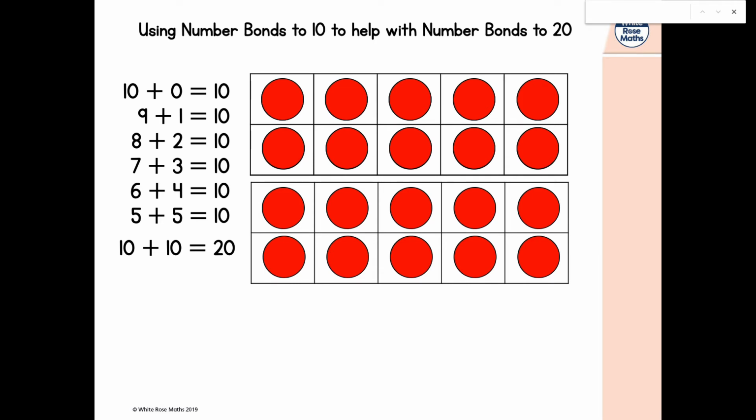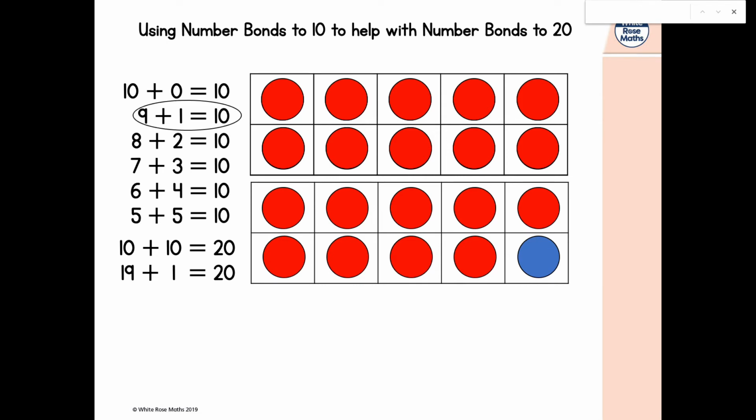And do you know what we're going to do? We're going to begin to flip one over at a time and think about new number bonds to 20. Here we go. Now we have 19 plus 1 is equal to 20.